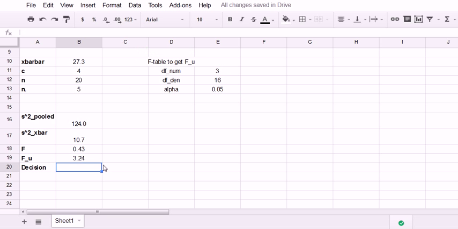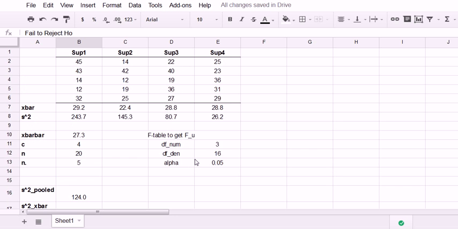Using these components, these are all the same values, notice, that we got by hand in the previous series. Finally, I can make a decision. I see that F is less than FU, right? Just look at these two values, compare them. So I fail to reject H0. And we talked about what that means in the previous tutorial where we spent a lot more time. That means I fail to reject that all the suppliers have the same mean tensile strength. All four suppliers have the same mean tensile strength. I failed to reject that statement, or I accepted that statement.